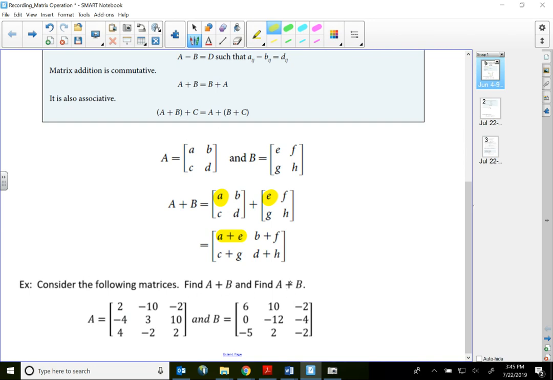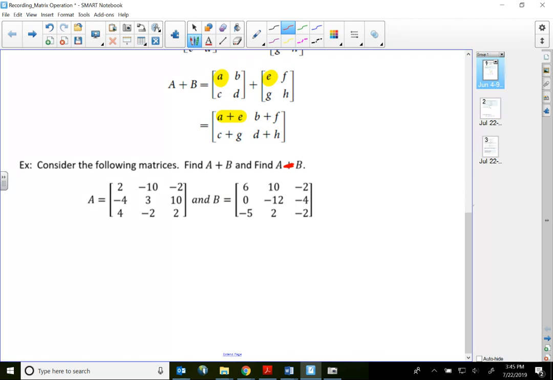Okay, so let's quickly do an example here. I didn't mean to define A and B here. On your handouts, please change that to a subtraction. Find A plus B and find A minus B. So I'm going to take A plus B, then I'm going to do A minus B.